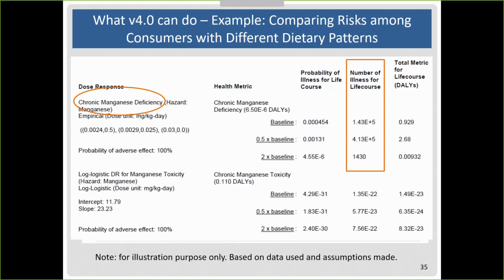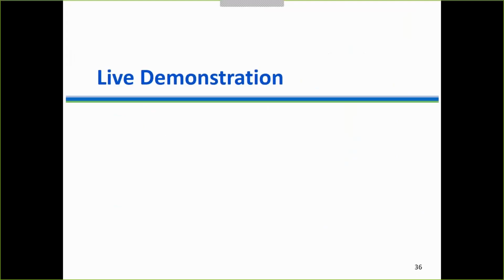I'd like to point out the disclaimer here. This example and other examples we talked about in the webinar are for illustration purposes only. The risk estimates will change when users provide different data, different assumptions than those in the examples. With that, I'd like to turn it over to Greg.